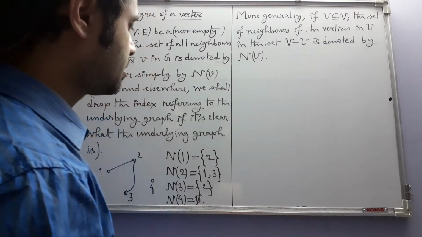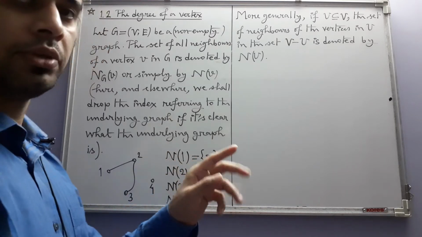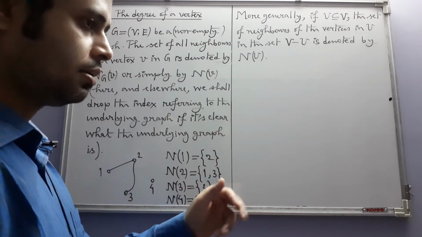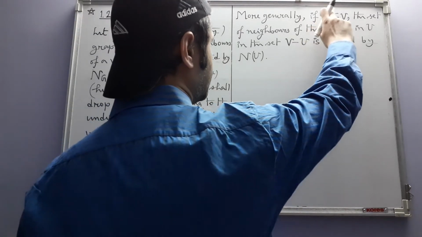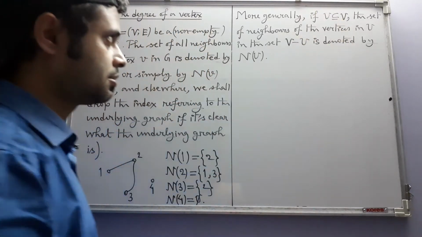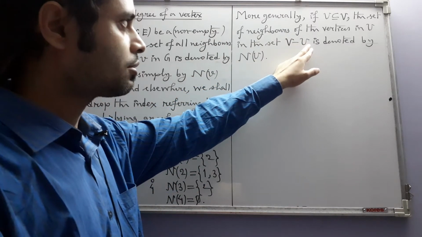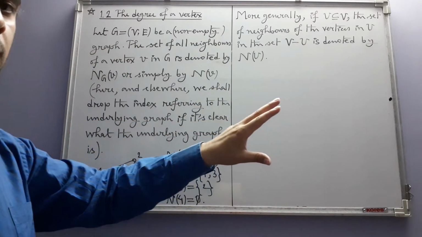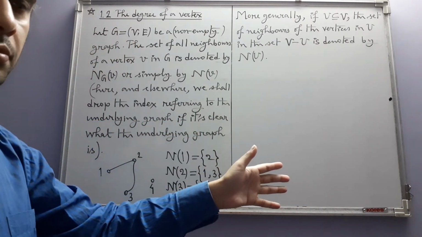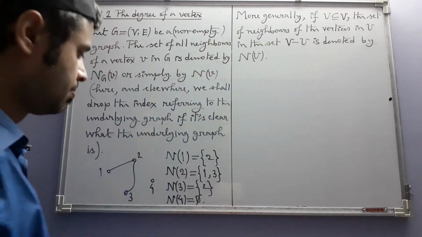So here what we are saying, instead of considering the neighbors of one vertex, we can consider the neighbors of a number of vertices together. However, when we take such a set of vertices U in V, the vertex set of the graph, we will not consider the neighbors of all the vertices in U that are in U. We have to consider the neighbors outside of U.